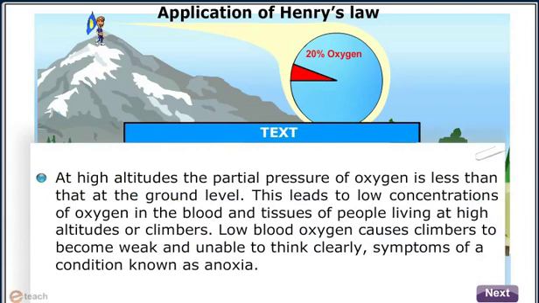At high altitudes, the partial pressure of oxygen is less than that at the ground level. This leads to low concentrations of oxygen in the blood and tissues of people living at high altitudes or climbers. Low blood oxygen causes climbers to become weak and unable to think clearly, symptoms of a condition.